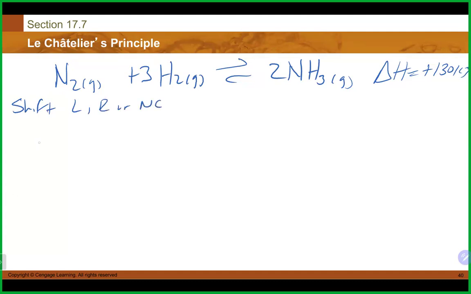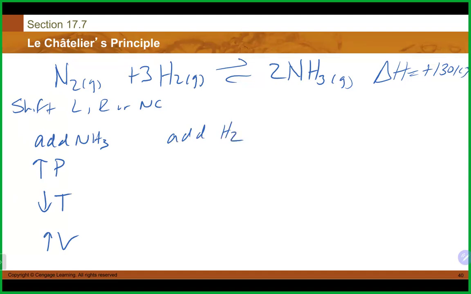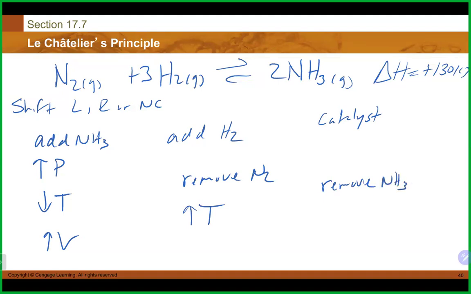If we add NH3, we increase the pressure, we decrease the temperature, we increase the volume, we add some H2, we remove N2, we increase the temperature, we add a catalyst, and for good measure, why don't we remove NH3? All right, so for each of these, which way are we shifting?